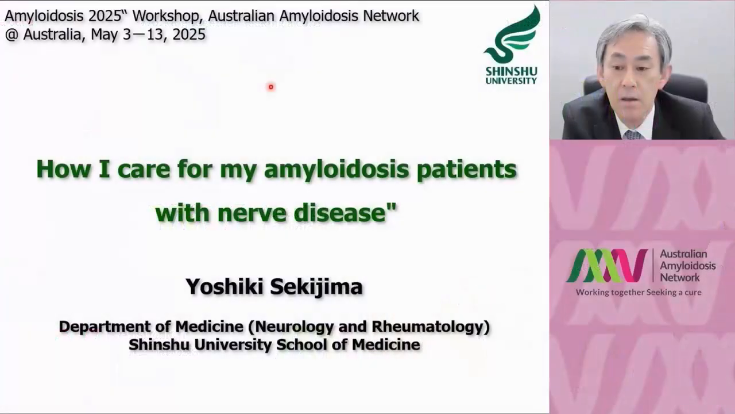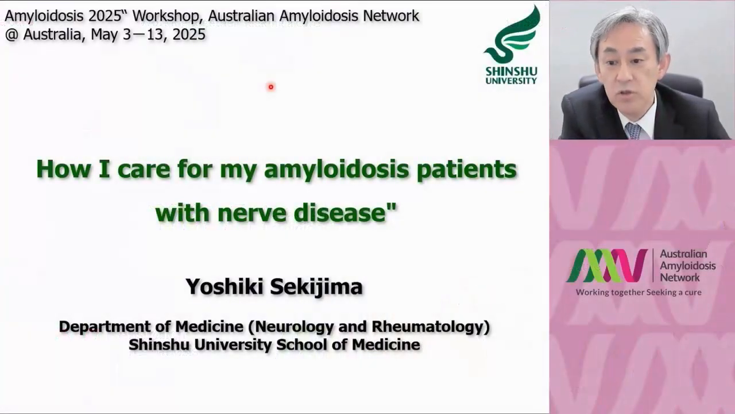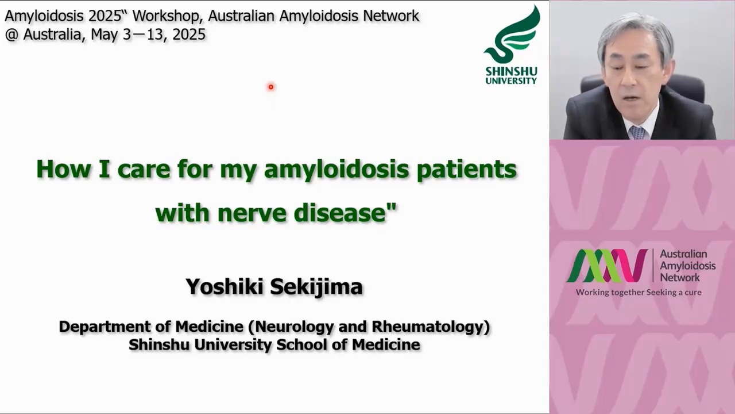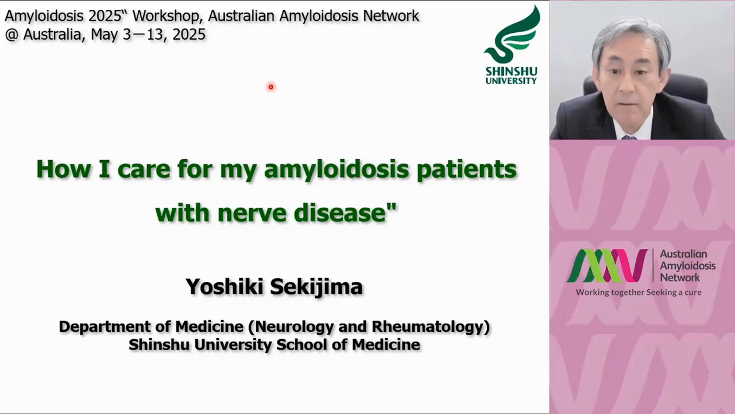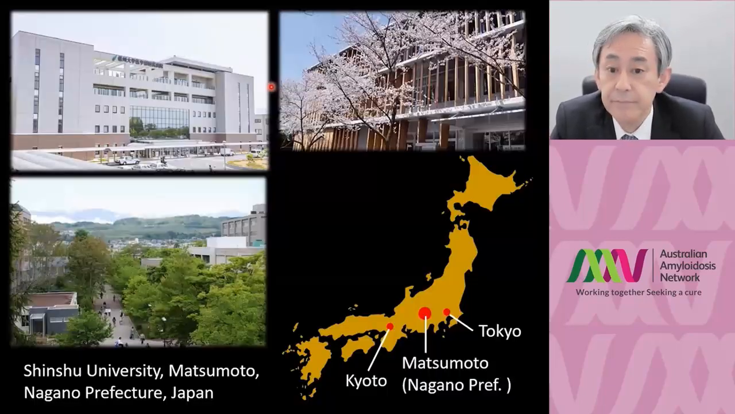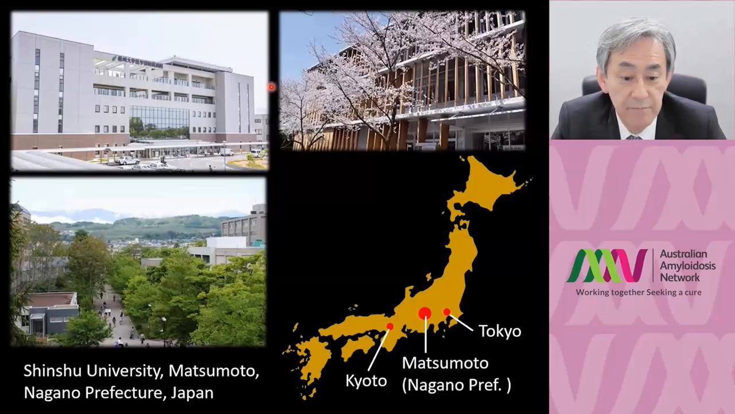Hello everyone, I am Yoshiki Sekijima from Shinshu University, Matsumoto, Japan. My topic today is how I care for my amyloidosis patients with nerve disease. Here are my disclosures. I'm from Shinshu University, Matsumoto, Japan.